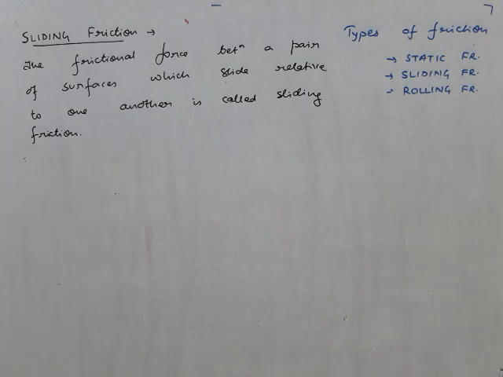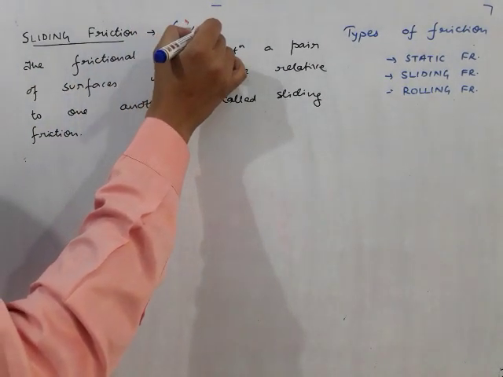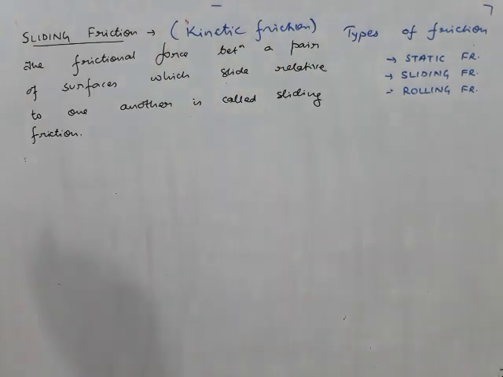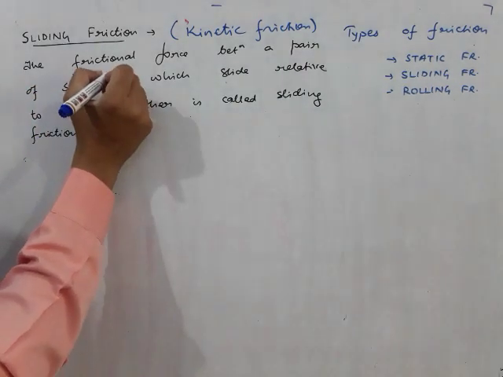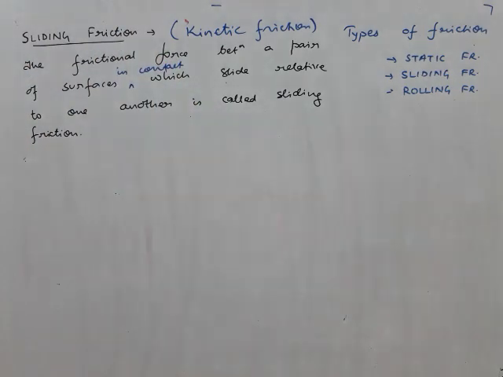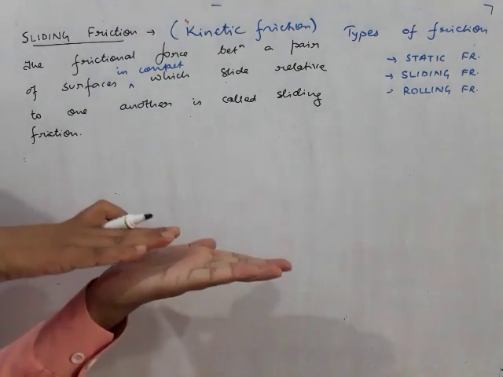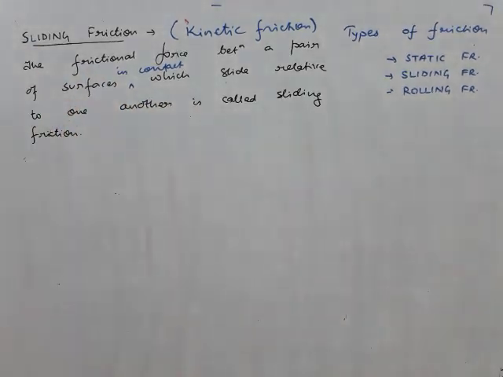So the definition for sliding friction can be given like this. Sliding friction is also called kinetic friction. If in some textbooks you find the word kinetic, don't be confused. Both sliding and kinetic friction are the same. So the frictional force between a pair of surfaces in contact, you should write in contact, which slide relative to one another. If this is one surface, this is another surface, and one of them is sliding with respect to the other, then the friction between them is referred to as sliding friction or kinetic friction.